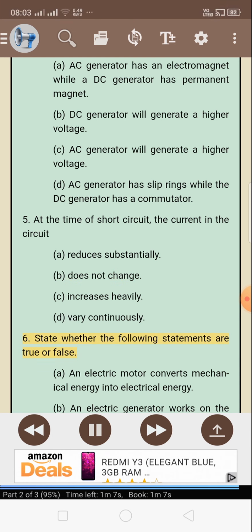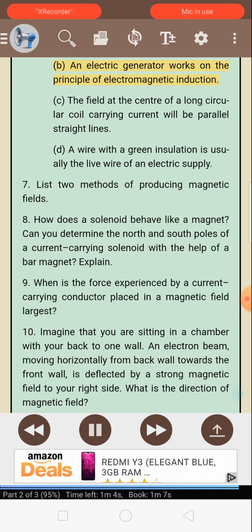6. State whether the following statements are true or false. A. An electric motor converts mechanical energy into electrical energy. B. An electric generator works on the principle of electromagnetic induction. C. The field at the center of a long circular coil carrying current will be parallel straight lines. D. A wire with green insulation is usually the live wire of an electric supply.